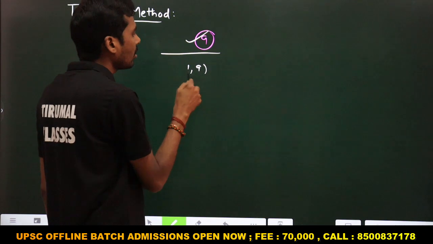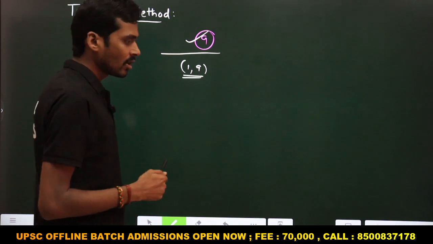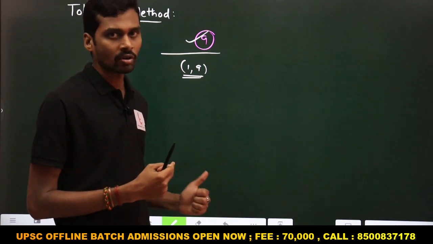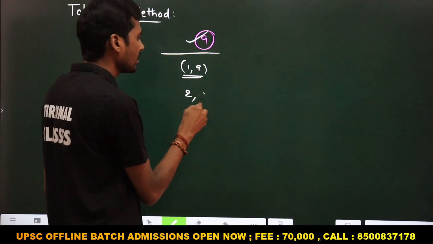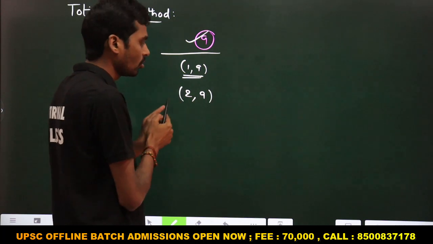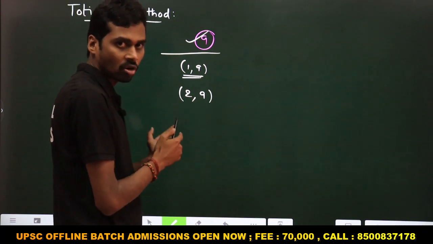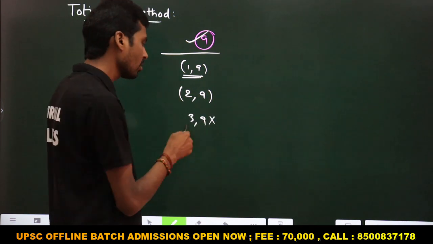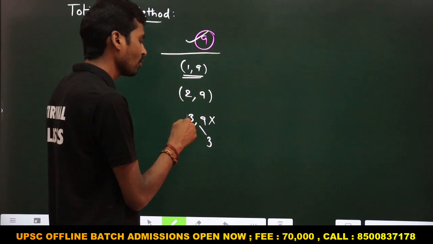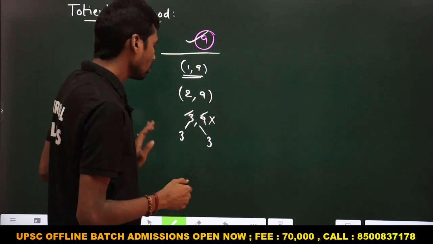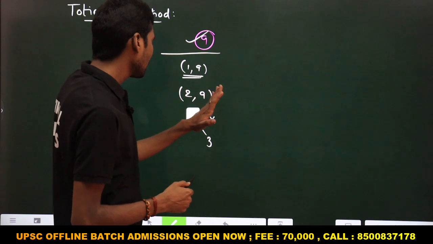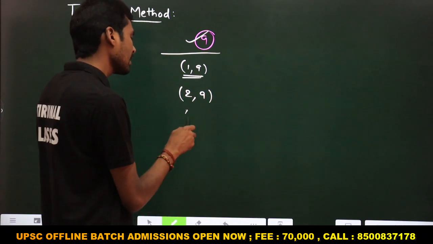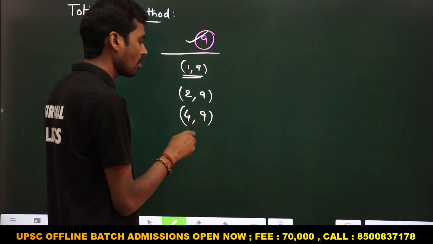Can I say 1 and 9 are coprime to each other? Yes, because we have only one common factor. Can I say 2 and 9? Yes, we have only one common factor for both numbers. And 3 and 9? I should not take 3 and 9 as coprime because 3 is a common factor of both, which is not true according to the definition. And 4 and 9, yes, I can take it because there is no other common factor.